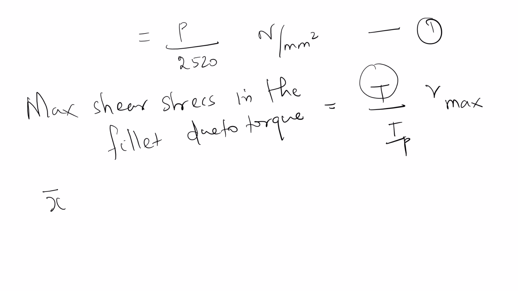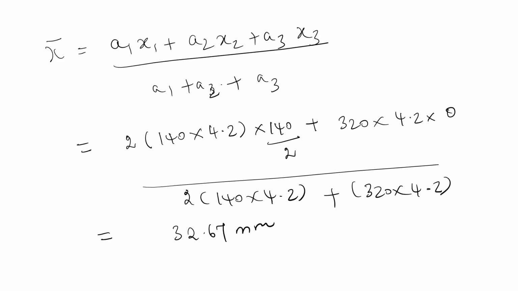Next we have to find the maximum shear stress in the weld due to the torque. The formula is T by IP into R max. So we have to calculate one by one. First we have to concentrate on the polar moment of inertia. For that we have to find the common center of gravity of the weld. Using the parallel axis theorem we are finding it. So A1 x1, A2 x2 for the vertical portion. Again for the horizontal portion of the weld, A3 x3.